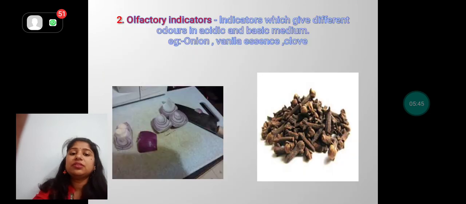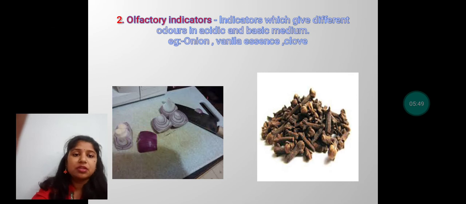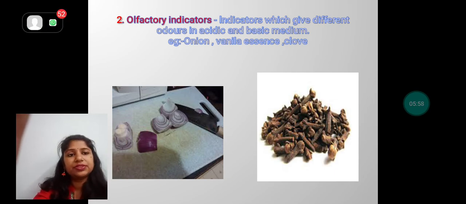Now, similarly, the second one is olfactory indicators. Olfactory means related to smell. So these indicators change their smell in the presence of acid or base. This activity also you are going to do at home as a fun activity.